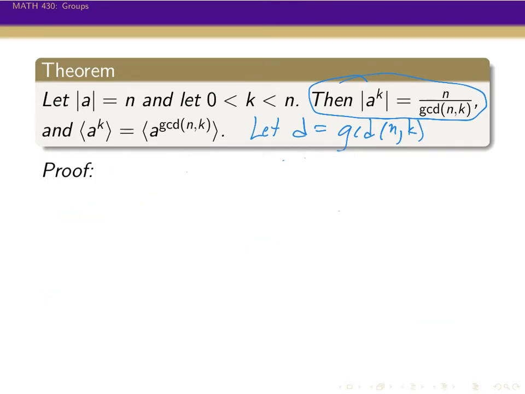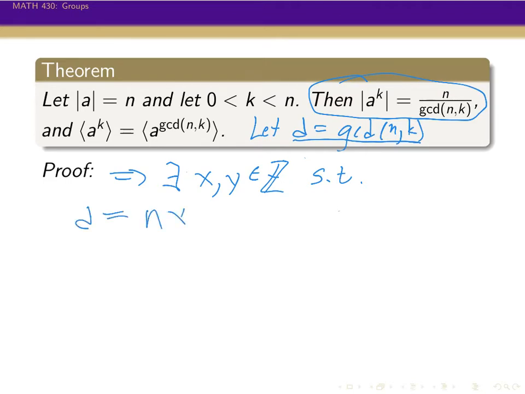Again, let's clear the board. For this proof, I'm going to use the fact that since d is equal to the GCD of n and k, there exist some integers x and y such that I can write d as n times x plus k times y. Again, this is a fact from number theory that if d is the GCD of n and k, then there are, in fact, infinitely many solutions to n times x plus k times y equals d in the integers.